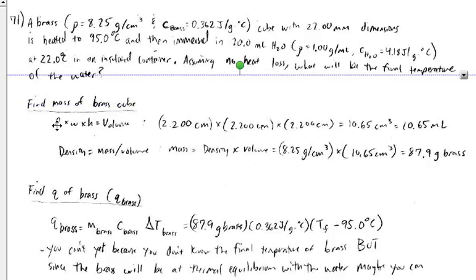Find the mass of the brass cube: length times width times height gives you the volume. Once you have the volume and you know what the density is, you can find out the mass of the brass. Then I say, hey, let's find the heat of the brass. The heat for the brass would be the mass of the brass times the specific heat of the brass times the temperature of the brass. But you can't actually do that because you don't know what the final temperature is. That's what you're trying to find out. But don't worry, this will prove useful for us.